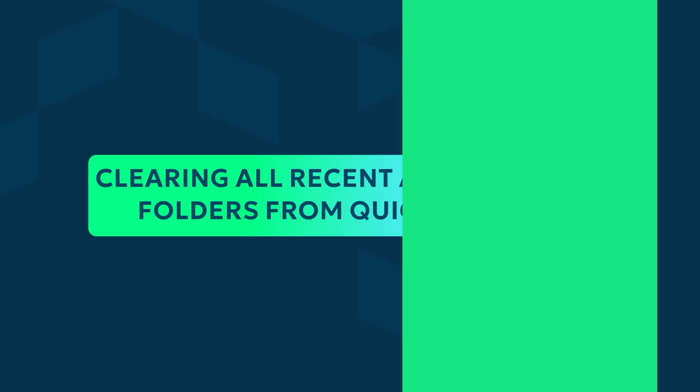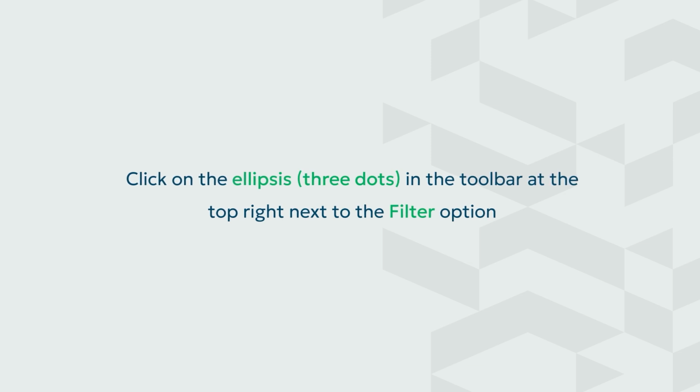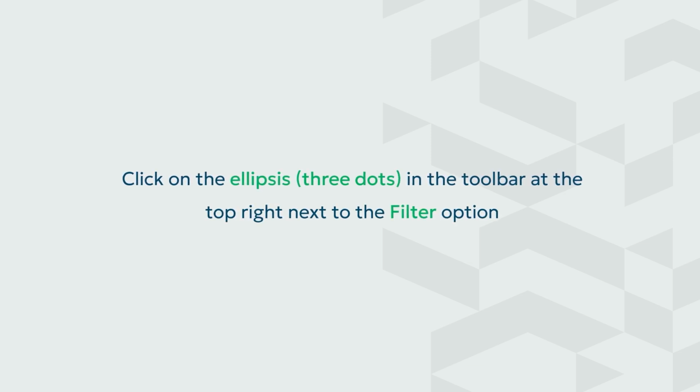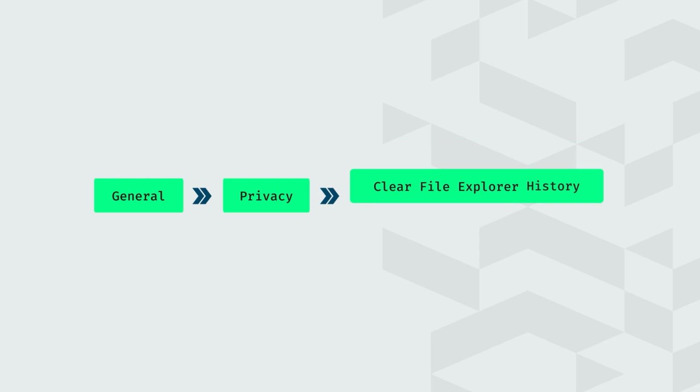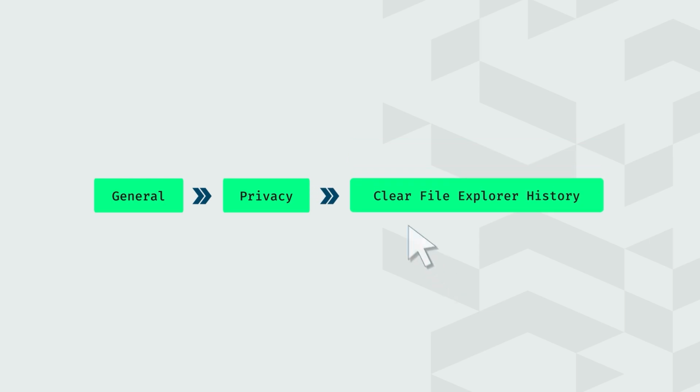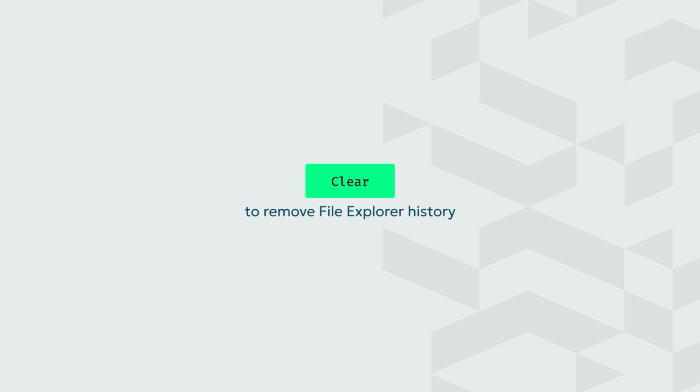To clear Quick Access history, press Win+E to open File Explorer first. Then, click on the ellipsis, three dots, in the toolbar at the top right next to the Filter option. From the drop-down menu, select Options, opening the Folder Options window. On the General tab, go to the Privacy section. Look for the Clear File Explorer History button. Then, click Clear to remove File Explorer history.